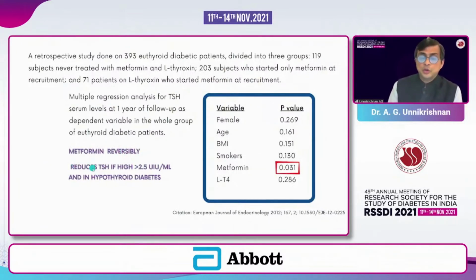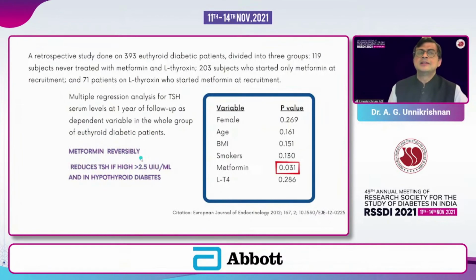Metformin also reduces the TSH if the TSH levels are initially high, about 2.5, in hypothyroid people with diabetes. Now, why does metformin suppress the TSH? We really don't know, but there are some theories. Earlier, it was believed that metformin decreases the absorption of thyroxine. Now, people don't believe that theory. People believe that metformin acts on the brain, suppresses the hypothalamic TSH releasing hormone, that suppresses the pituitary TSH, and the suppression of pituitary TSH is because of a central action of metformin.